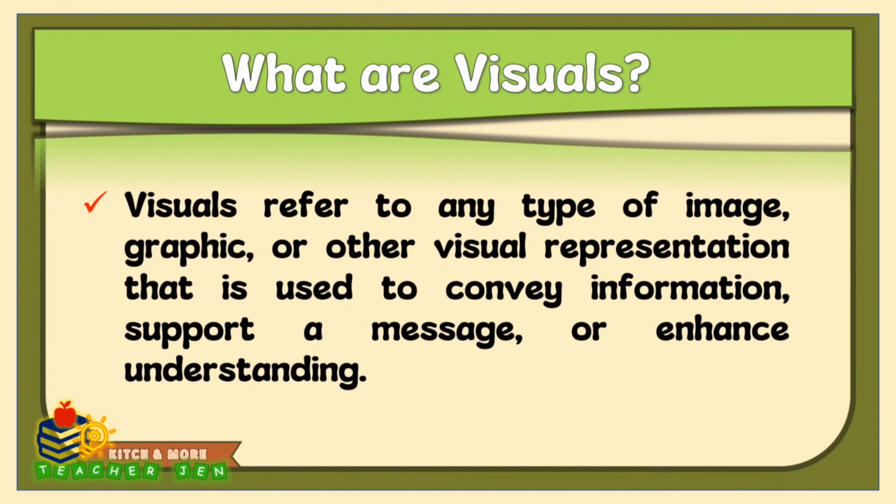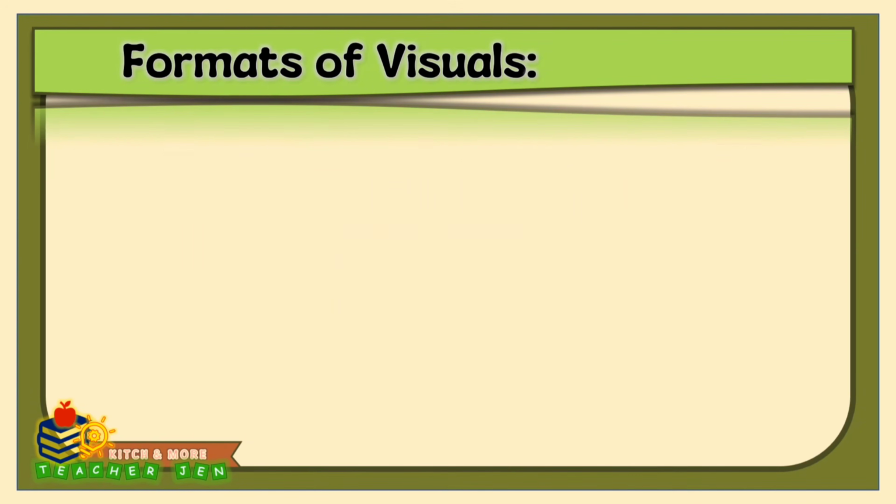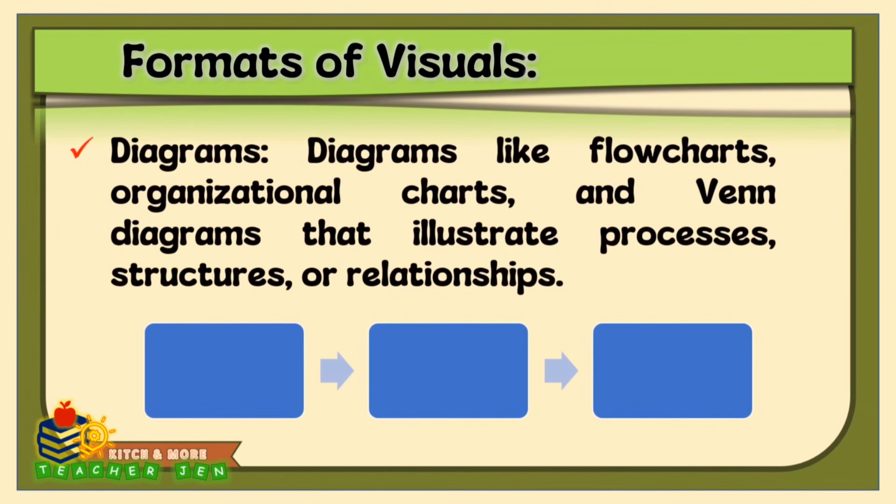And they come in different formats. So what are they? First, we have images, which are, for example, photographs, illustrations, or drawings. We also have charts and graphs like bar charts, line graphs, pie charts, and histograms used to represent data or statistics. We also have diagrams like flow charts, organizational charts, and Venn diagrams that illustrate processes, structures, or relationships.